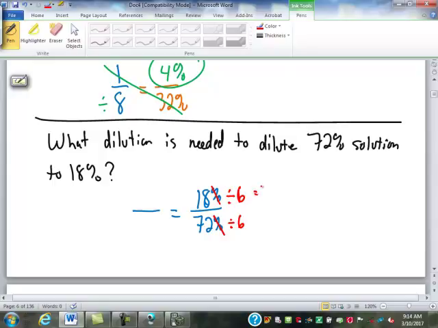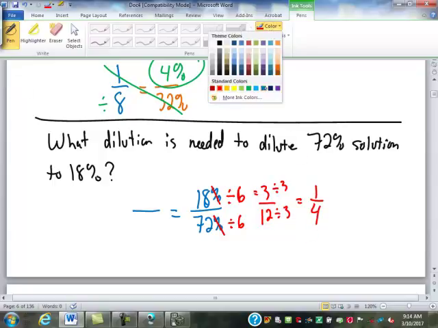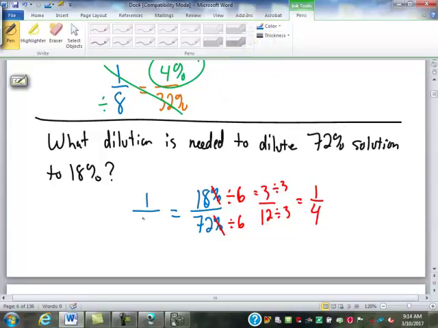18 divided by 6 is 3. 72 divided by 6 is 12. And those can still be divided by 3. So that's 1 in 4. So the dilution, it would be a 1 in 4 dilution.